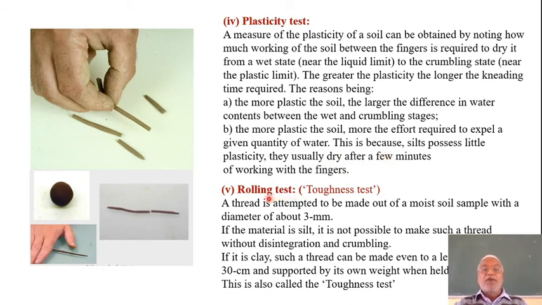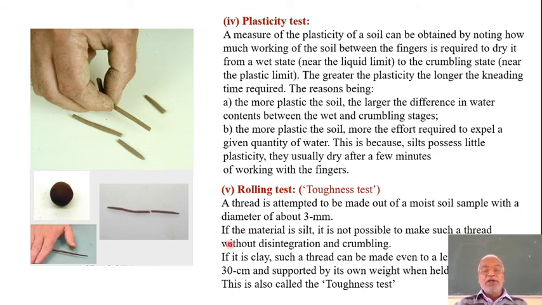Rolling test. A thread is attempted to be made out of a moist soil sample with a diameter of 3 mm. There will be a reference rod given for comparing, that is, a 3 mm rod will be given, so that you can compare whether the size achieved is 3 mm or not. You will not be measuring the diameter by scale, right? Using that reference rod, one can compare and then make a judgment.